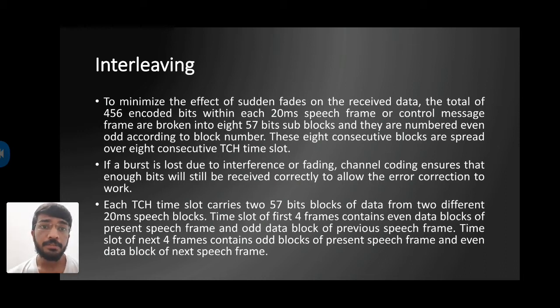Each TCH time slot carries a 57-bit block of data from 2 different 20 millisecond speech blocks. The time slots of the first 4 frames contain even data blocks of the present speech frame and odd data blocks of the previous speech frame. The time slots of the next 4 frames contain odd blocks of the present speech frame and even data blocks of the next speech frame.